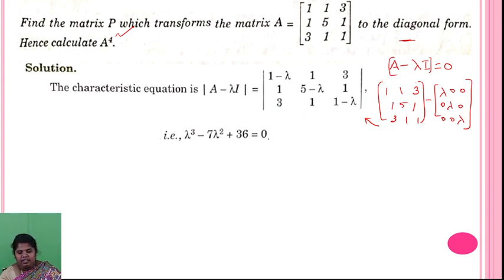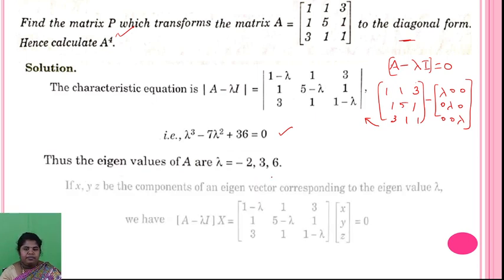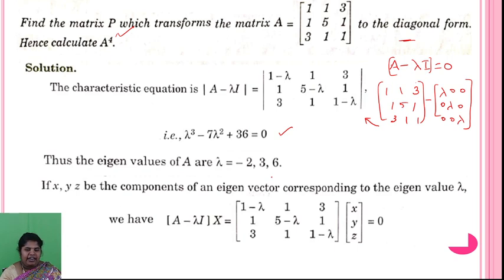After taking the determinant and solving, we get the expression lambda cube minus 7 lambda square plus 36 equal to 0, and solving this expression, we get the eigenvalues as minus 2, 3 and 6. Now corresponding to each eigenvalue, we should find the eigenvector. The eigenvector is obtained by the expression A minus lambda I into X equal to 0. So this is the A minus lambda I matrix, this is the X matrix, equated to 0.